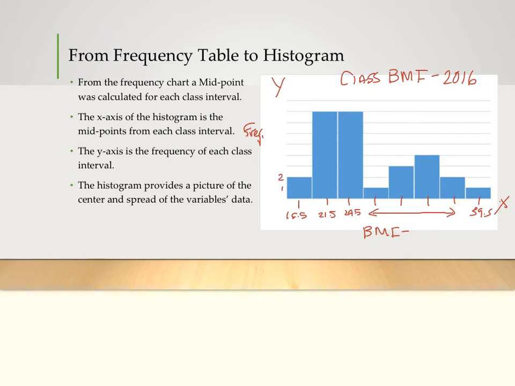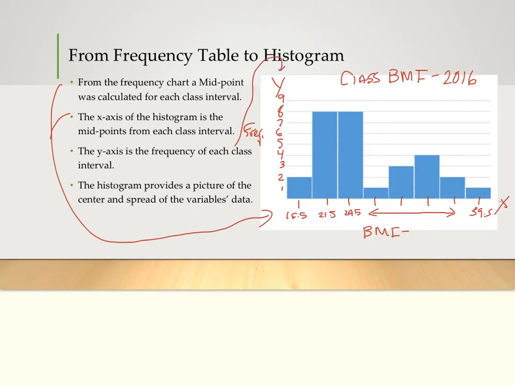1, 2, 3, 4, 5, 6, 7, 8, and 9. And then, of course, we create the bars based on the numbers in the last table. Okay? So from the frequency chart, a midpoint was calculated for each class variable. We put that on the x-axis, right? So both of these are going to be included in that. The y-axis is the frequency, so this is our frequency side.